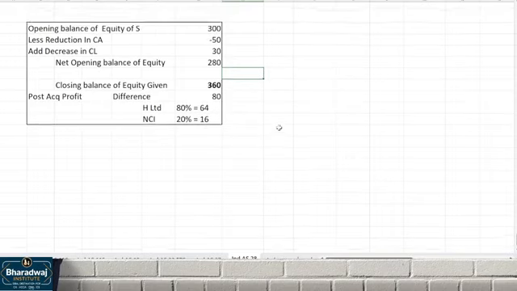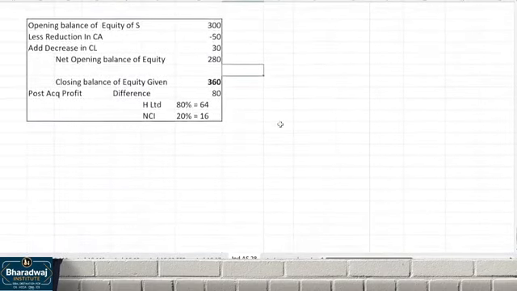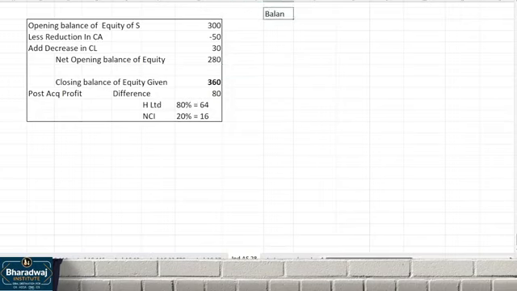Shall we? Next, we have to prepare the balance sheet of which one? P Limited, as on what date? 31st March 2021. Both the separate balance sheet and the consolidated balance sheet.